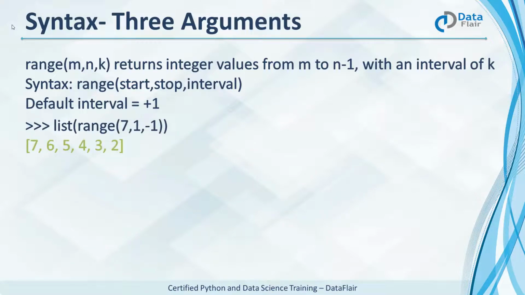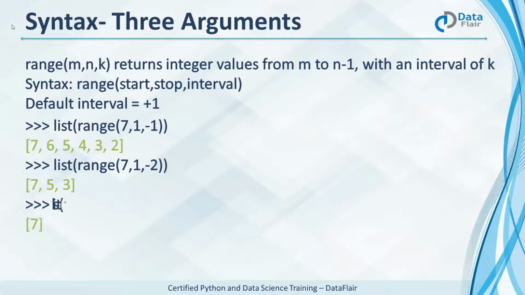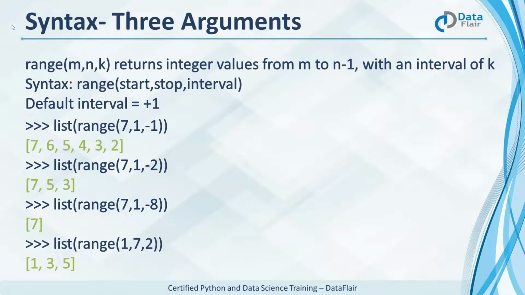From 7 to 2, right to left, an interval of -1 means it traverses right to left. And with an interval of -2, it skips the values 6, 4, and 2. With an interval of -8, it only gives us one value, 7. After that, it has nothing to traverse at a distance of 8. Now left to right, this gives us integers from 1 to 6, but with an interval of 2. So this gives us the values 1, 3, and 5.